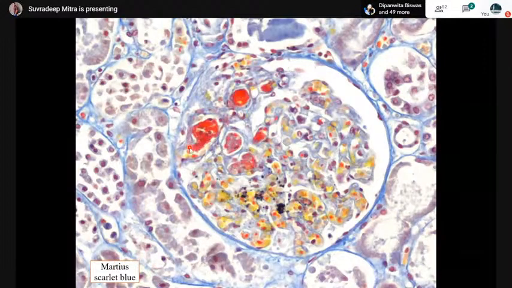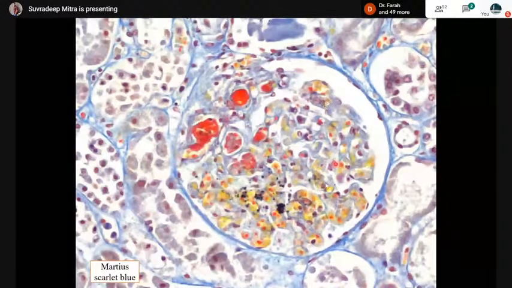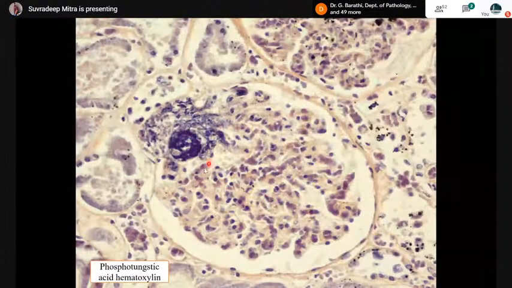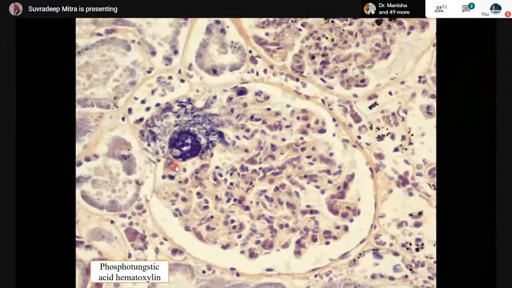Marcia scarlet blue, or MSB, stain is a very good stain. It's very crisp. You can see the fibrin in different stages. These are the RBCs, which are yellow. This is the fresh fibrin, and when the fibrin becomes organized, in the case of thrombotic microangiopathy, it will give you a bluish color. Also phosphotungstic acid hematoxylin is also a fibrin stain, but it doesn't have the ability to discern different stages of fibrin.